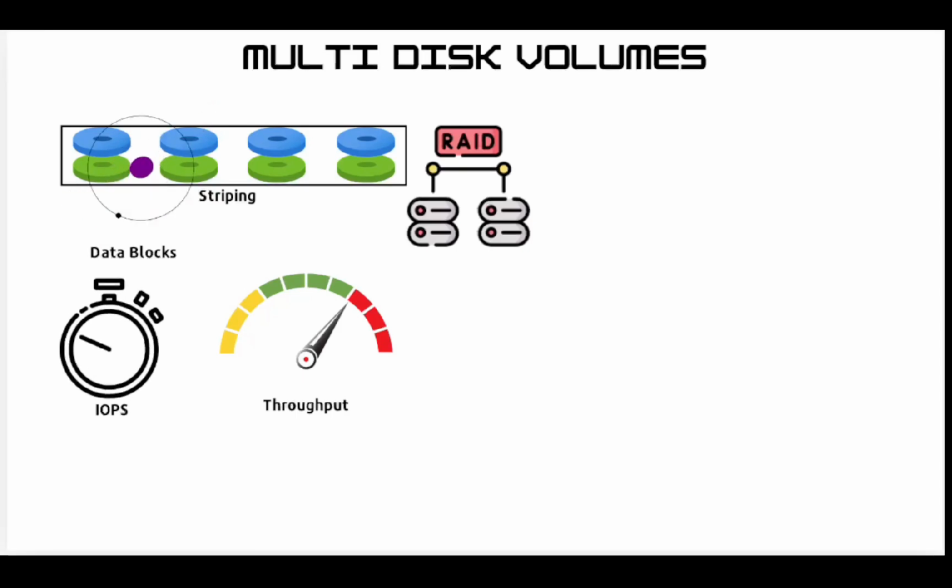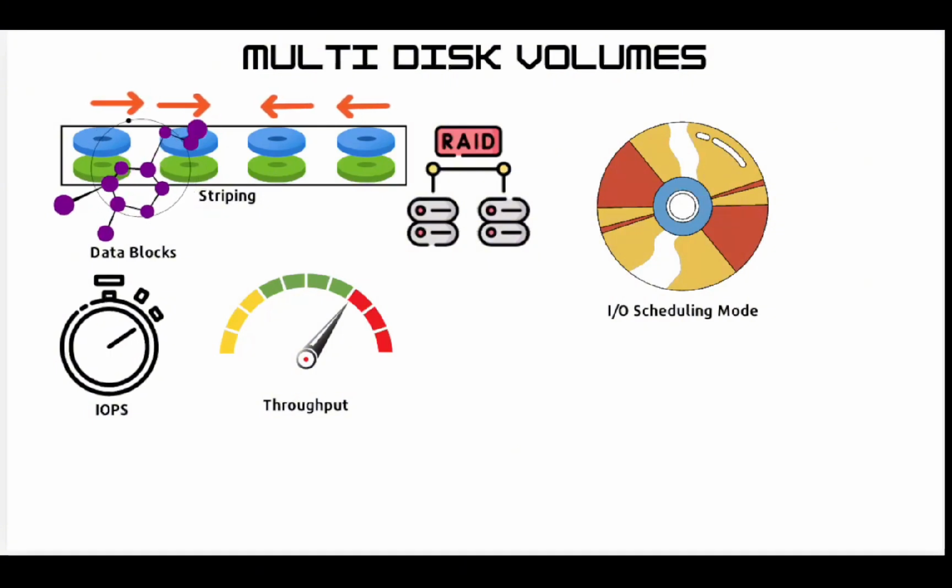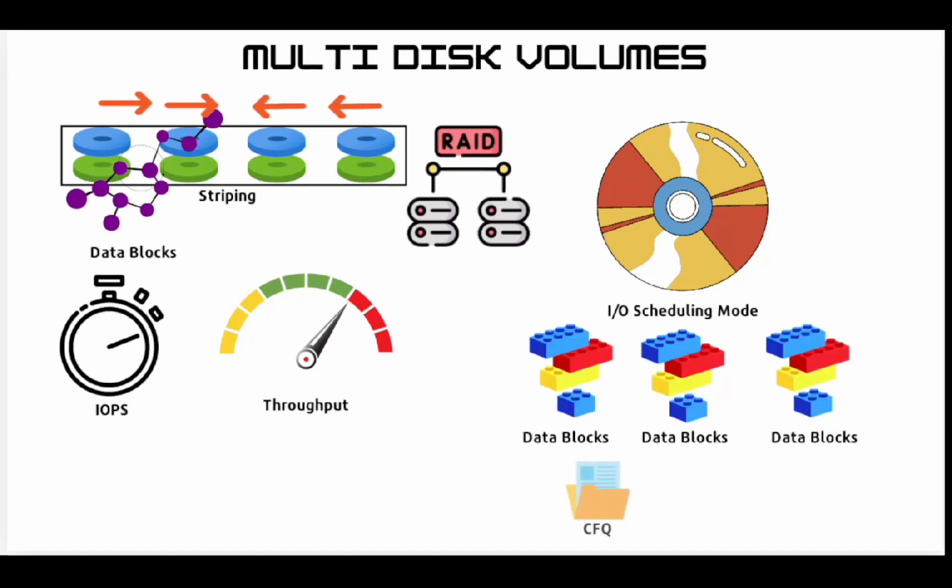Now, striping is out of the way. What are the other options available to you? One of them is I/O scheduling mode. This is basically how the system decides the order in which the input-output operations are performed. For Linux, the command is CFQ. What is CFQ? CFQ stands for completely fair queuing.